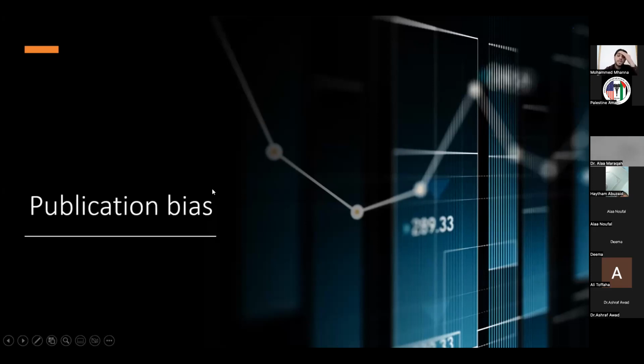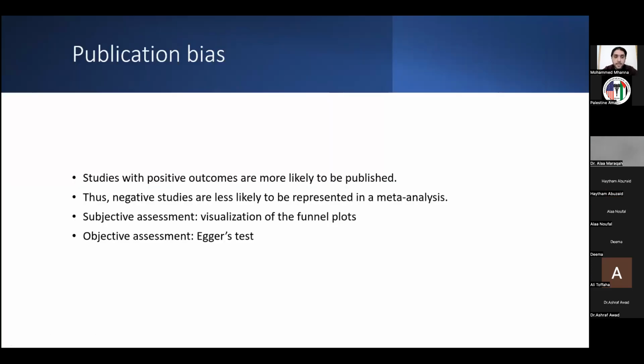Okay, why is it important to recognize the weight of each study? Because this is also related to publication bias. So what is publication bias? We know that studies with positive outcomes are more likely to be published. And we know that studies written in English are also more likely to be published, while negative studies are less likely to be represented or published.